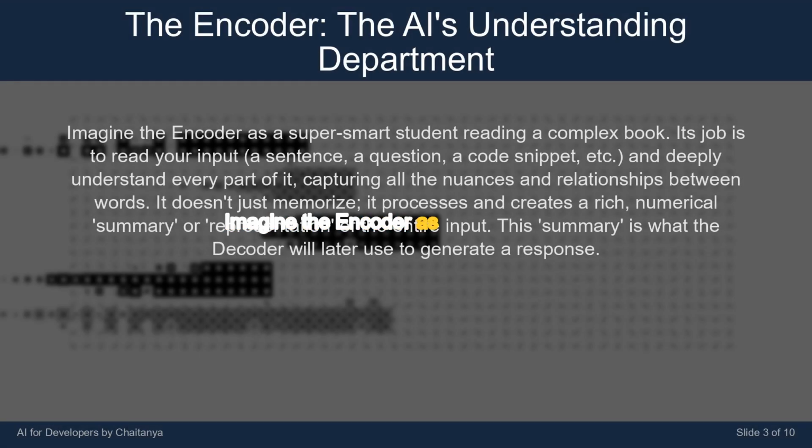Imagine the encoder as a super smart student reading a complex book. Its job is to read your input, a sentence, a question, a code snippet, etc., and deeply understand every part of it, capturing all the nuances and relationships between words. It doesn't just memorize, it processes and creates a rich, numerical summary or representation of the entire input. This summary is what the decoder will later use to generate a response.